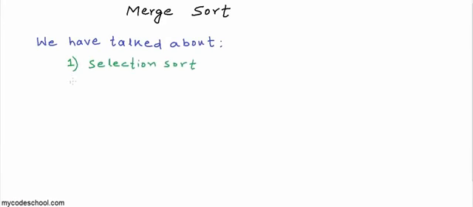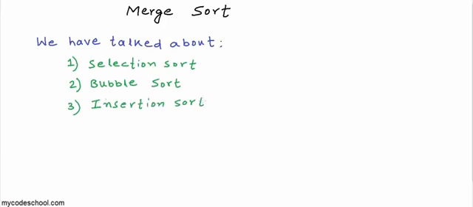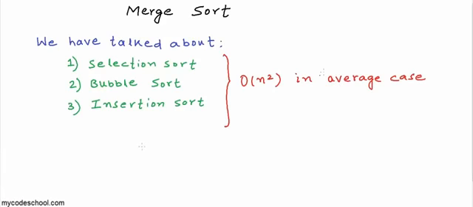So far in this series on sorting algorithms, we have talked about three of the sorting algorithms: selection sort, bubble sort, and insertion sort. And we have seen that these algorithms are not so fast. They are all big O of n square in average case. Now in this lesson we are going to talk about one algorithm which is big O of n log n in worst case. And this algorithm is merge sort.